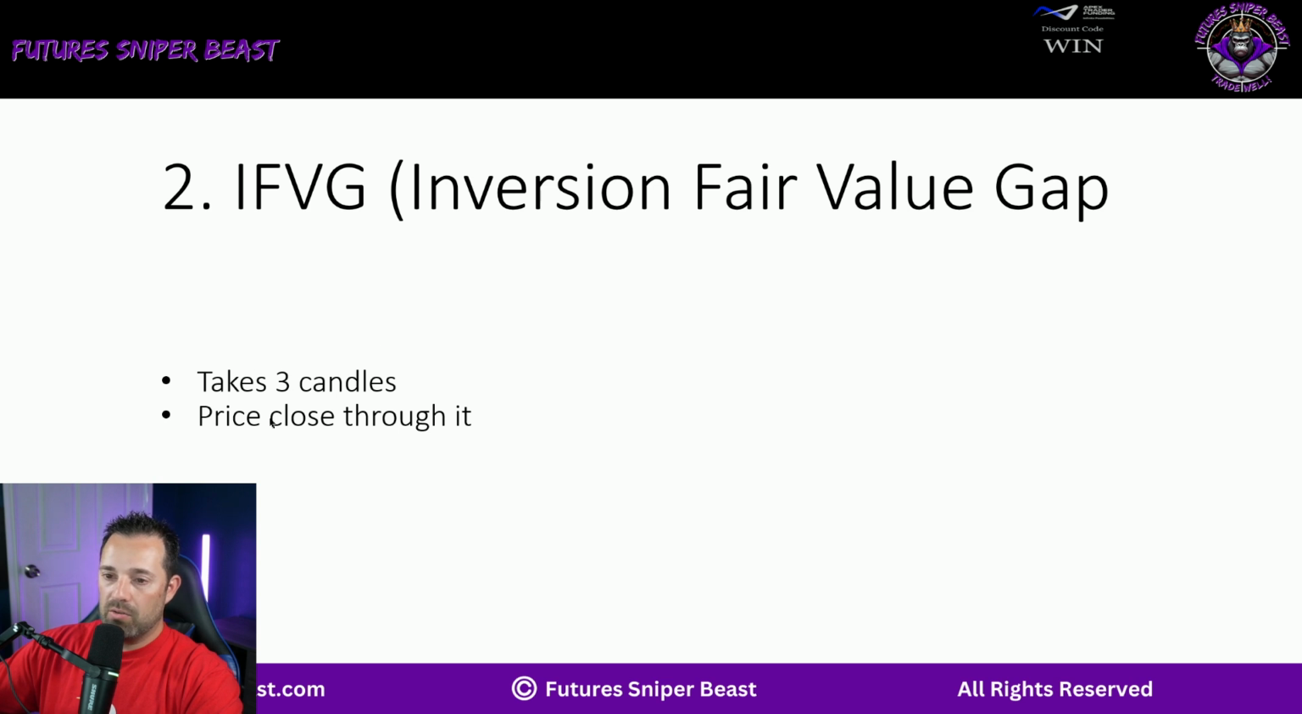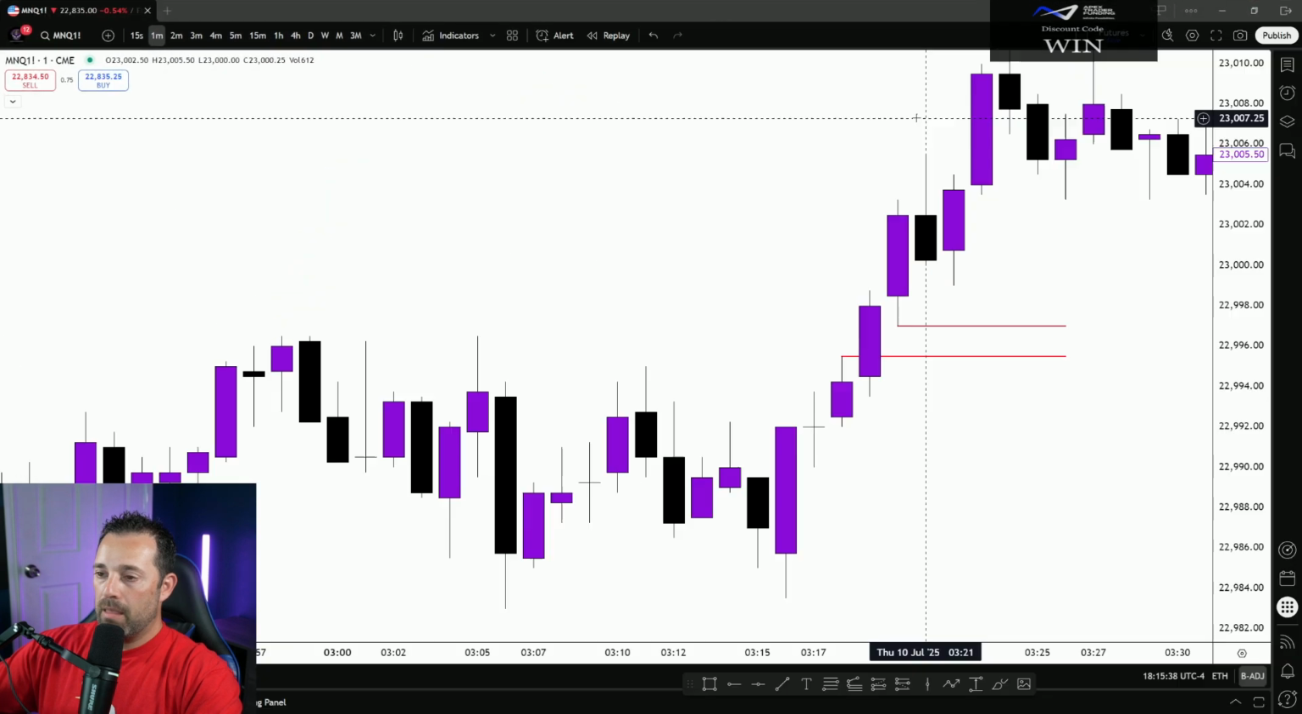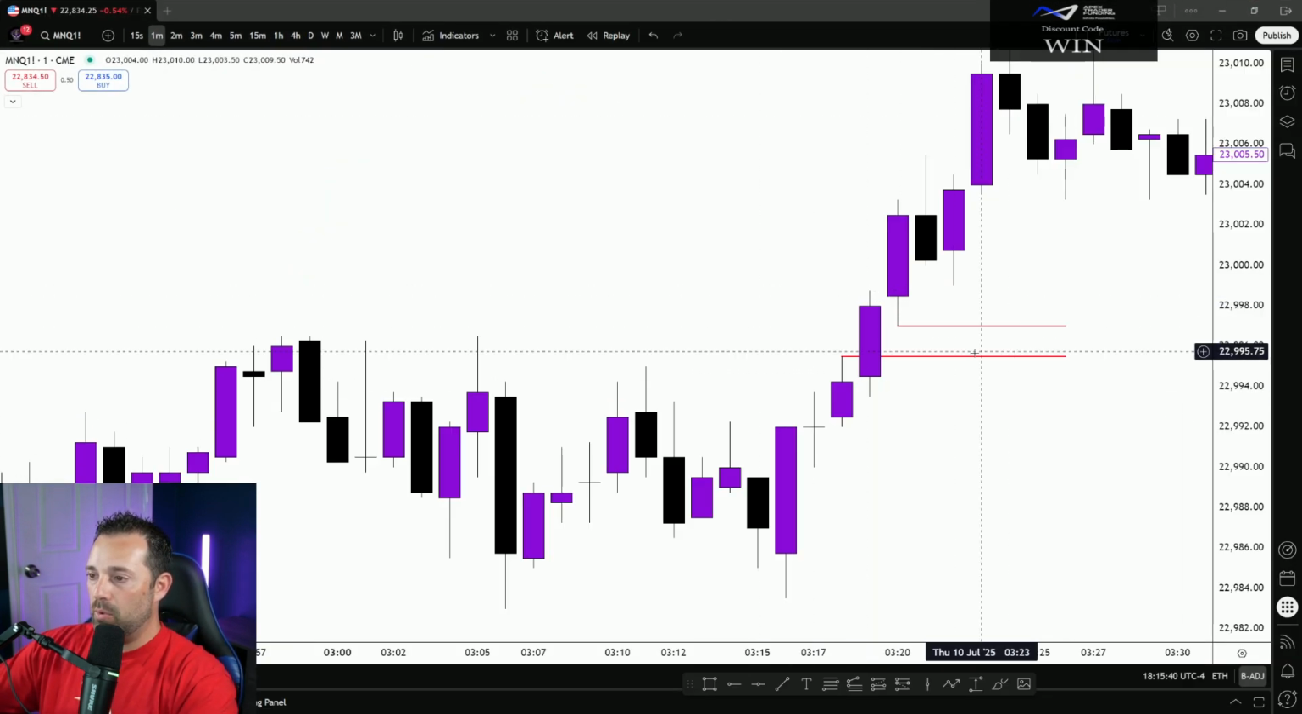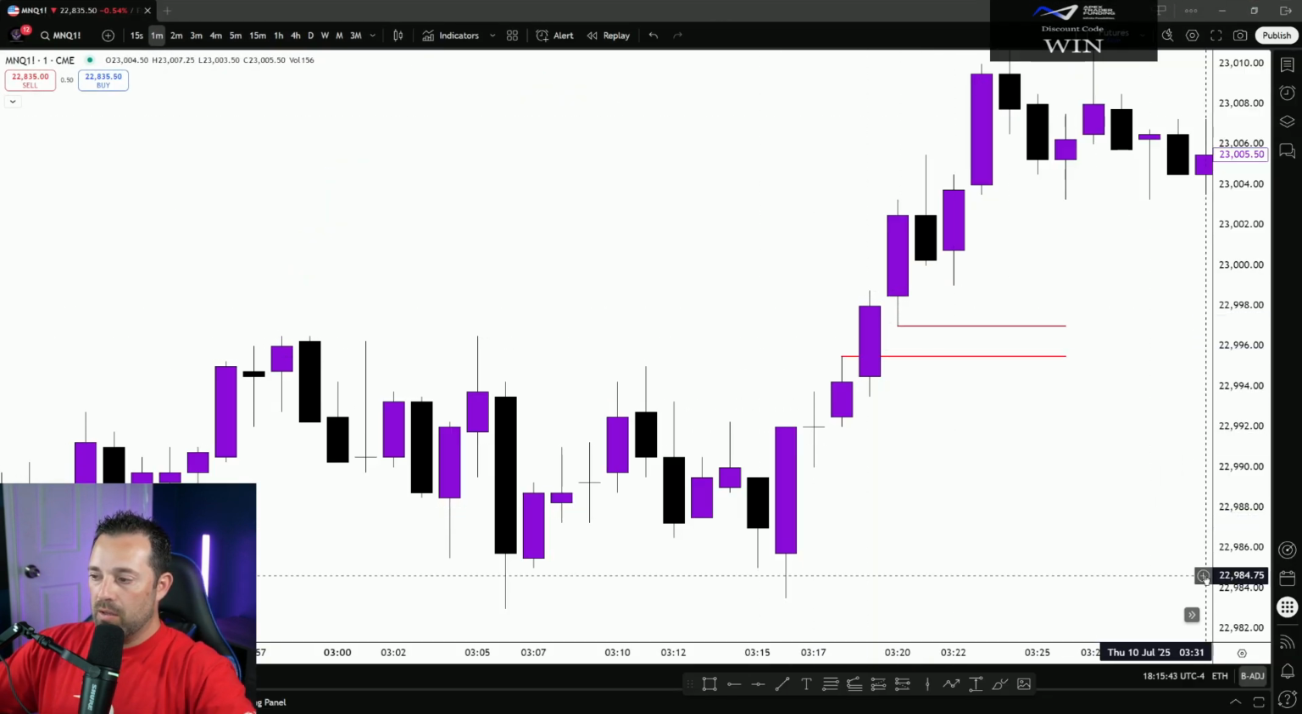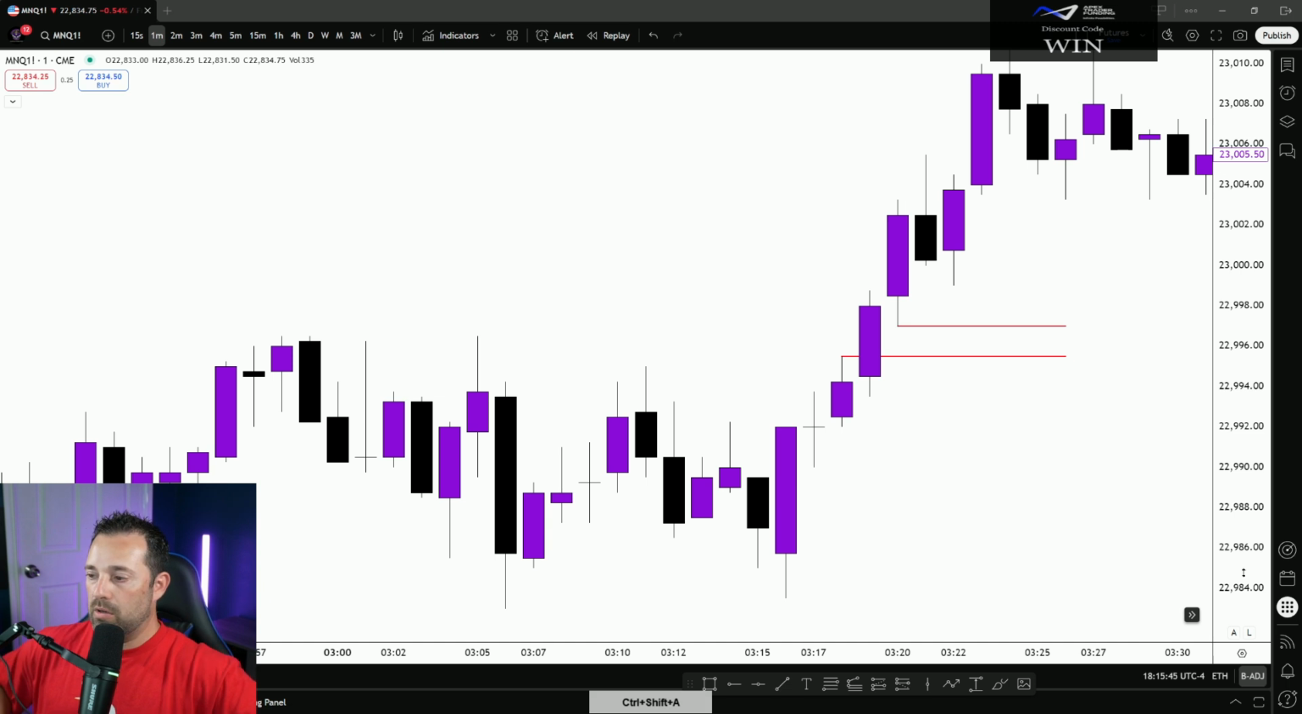It takes 3 candles, but this time price has to close through it. What do I mean by that? All right, here's what I mean. Same thing. We have a fair value gap here, right? So the way this should work is the bars are going up, correct? So if the bars are going up, this is a bullish fair value gap.